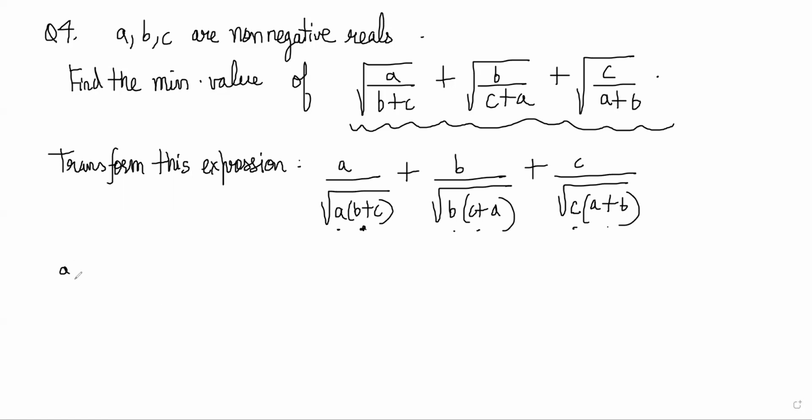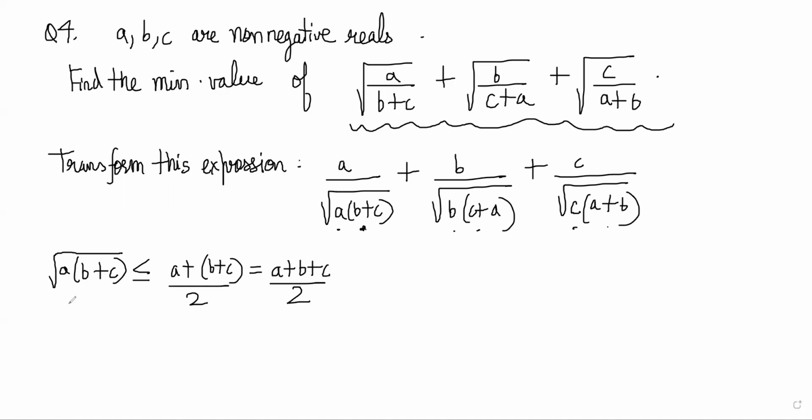So we can say root over A times B plus C is less than or equal to A plus B plus C by 2, right? So this is AM-GM on these two terms, A and B plus C. So then we can say the reciprocal, 1 by root over A times B plus C, will be greater than or equal to 2 by A plus B plus C, right?